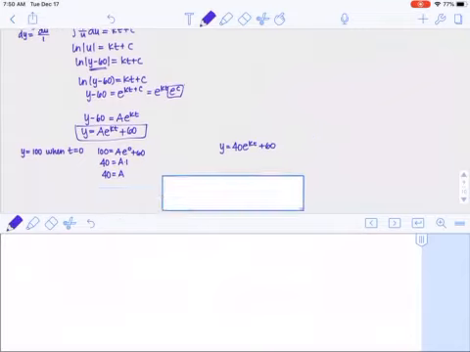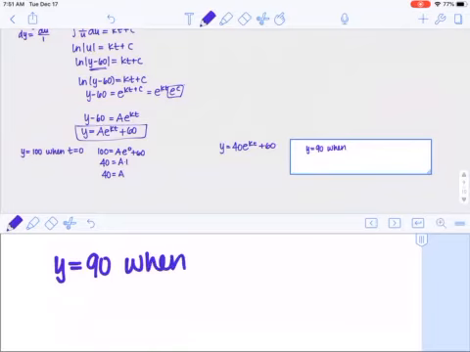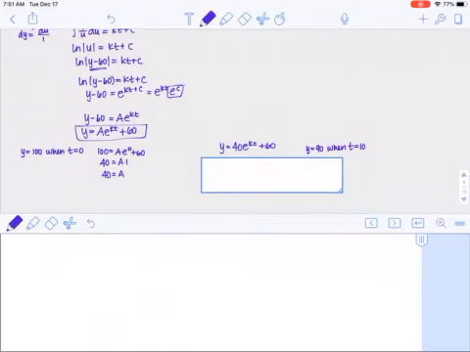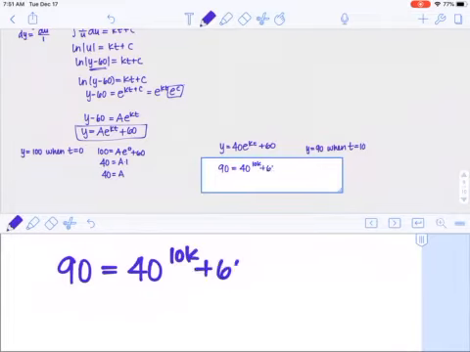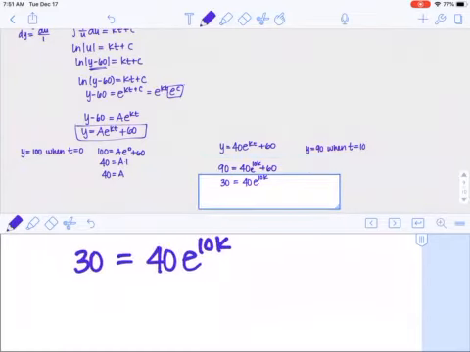Now I need another ordered pair to figure out what my k is. Well, it also says y equals 90 when t equals 10. I'm going to put that in for my actual particular solution. A little bit more complicated now because I have to do the minus 60 first. So I get 30 equals 40 e to the 10k, or divide by 40, so 3/4 equals e to the 10k.